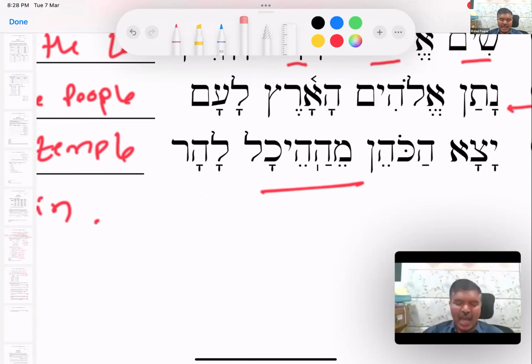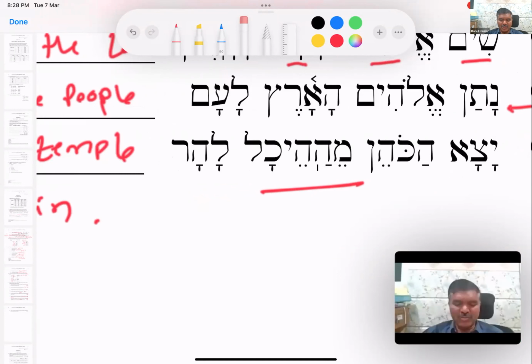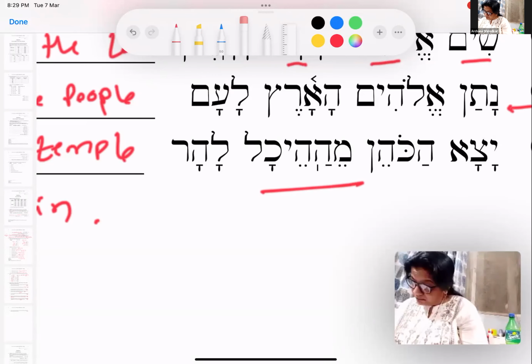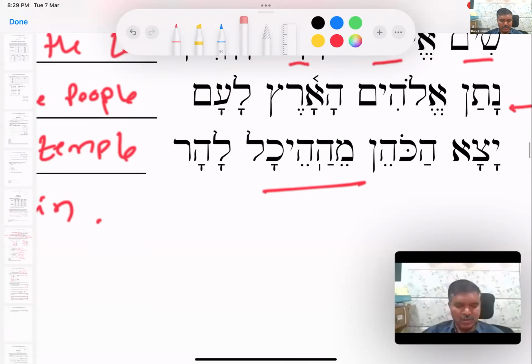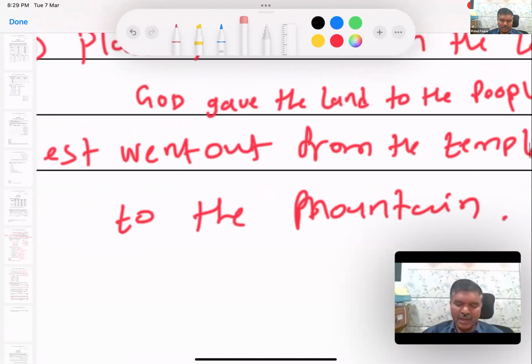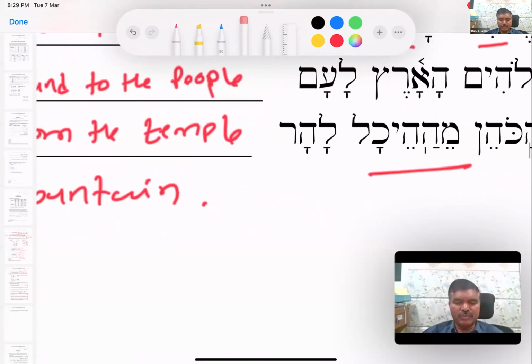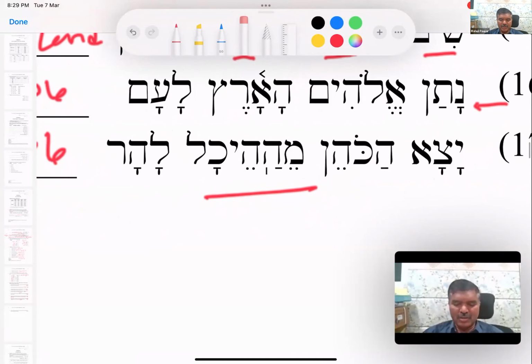Me ha hekal, from the temple or from the palace. Lahar, to the mountain. So the priest went out from the temple to the mountain.